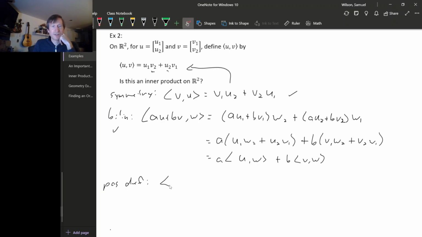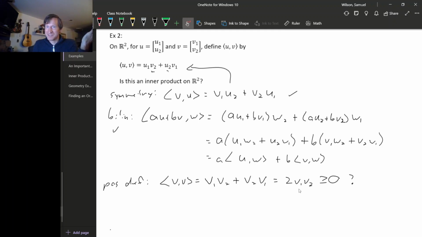Now let's check positive definite. We have to think about the inner product of V with itself. That is going to be V1 V2 plus V2 V1. So this is just 2 V1 V2. And is this always greater than or equal to 0? Well, it seems very suspicious because nothing is squared. So what's guaranteeing that this whole thing should be positive?